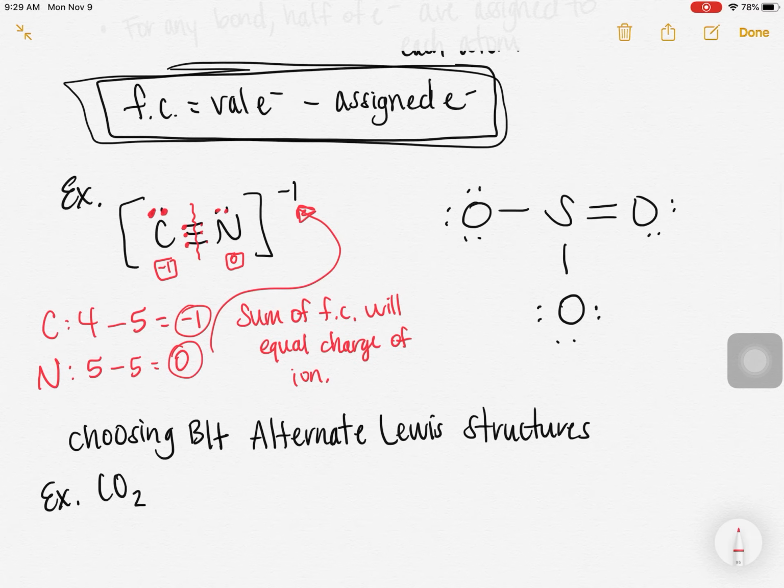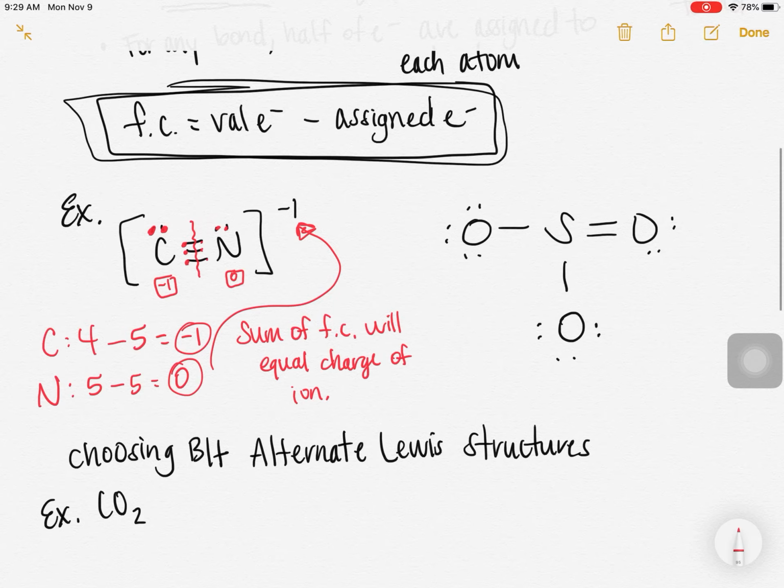Okay, so if we're going to do the formal charges in SO3, this left-handed oxygen, of course we take 6 valence for oxygen, and then we count 1, 2, 3, 4, 5, 6 are assigned plus 1 here, so that's 7. So this oxygen has a -1 formal charge. Notice this oxygen is going to be the same, 6 minus 1, 2, 3, 4, 5, 6, 7, so that's going to be a -1 charge. This oxygen is going to be 6 minus 1, 2, 3, 4, 5, and 6. So this oxygen has a formal charge of 0.